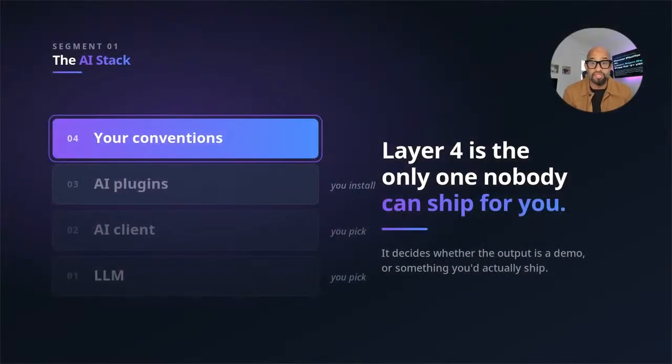Now look at what you're responsible for. Layer 1 and 2, you pick. And honestly, you can pick wrong and recover. Layer 3, you install. Somebody else already did that work. But layer 4 is the only one nobody can ship for you. And it is the layer that decides whether what comes out is a nice demo or something you'd actually put in front of your customer.